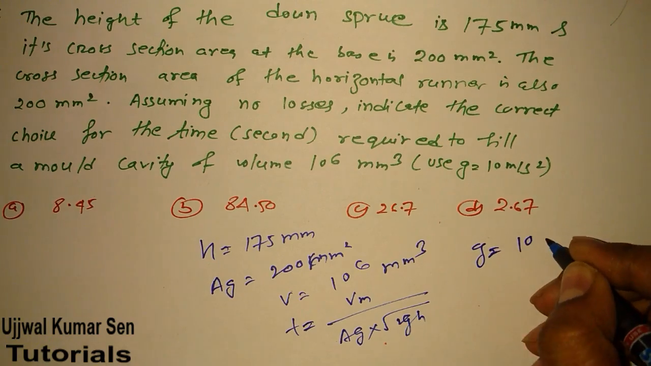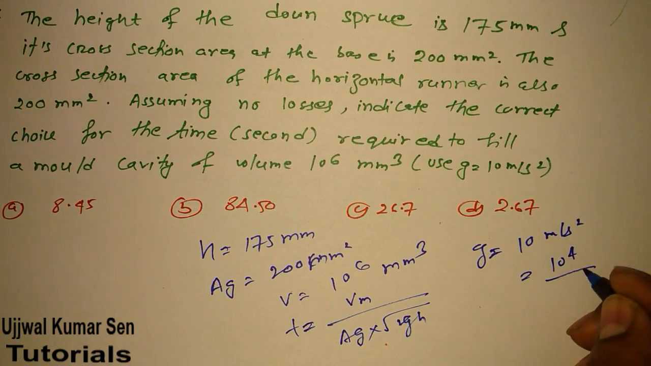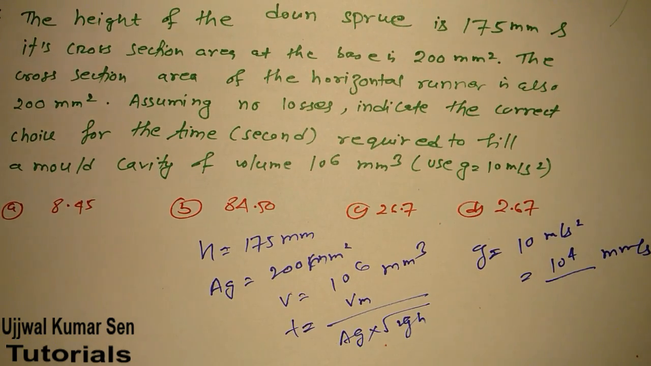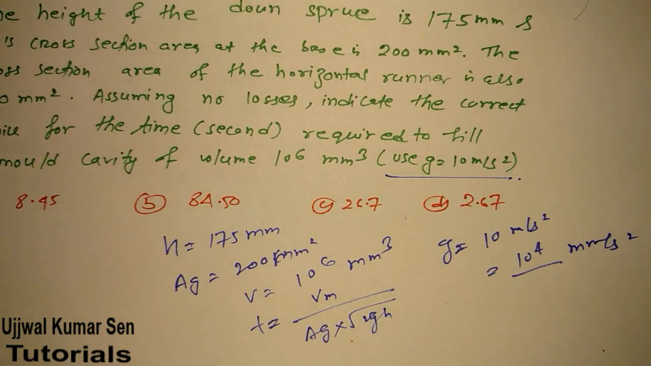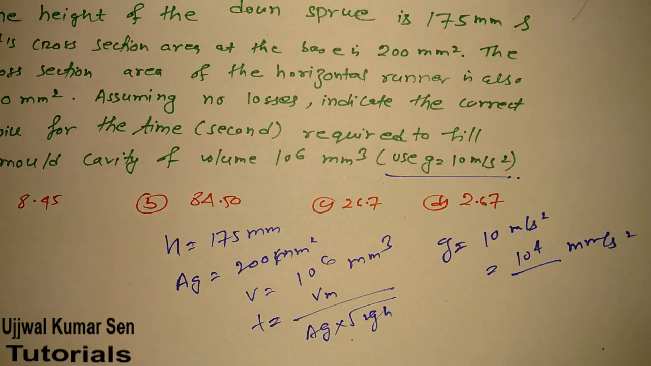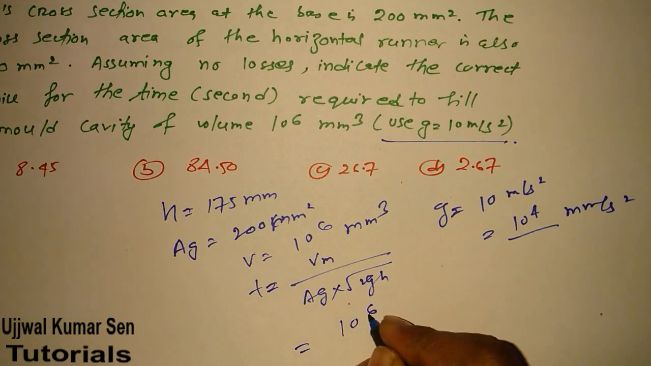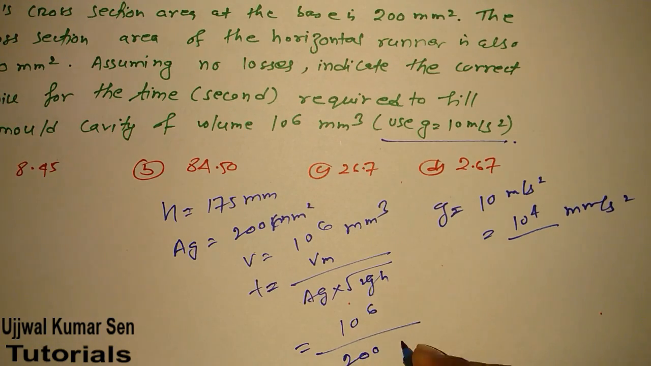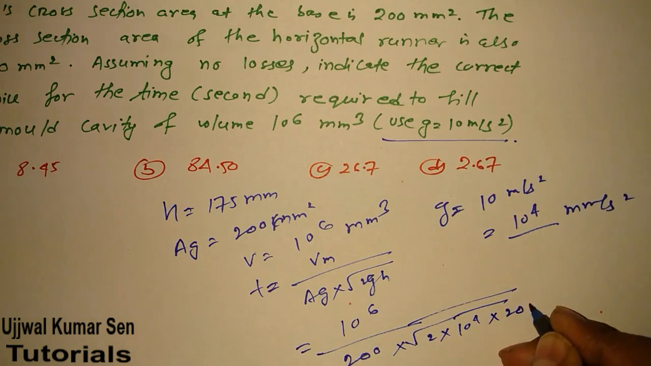So what is the formula for T? T = Vm / (Az root under 2gh). Here again you are going to make a mistake, because g is equal to 10 meter per second square. So you have to convert it into mm, then 10 to the power 4 millimeter per second square. Don't forget to convert this unit, because they have already given this unit. That means they want you to be confused in this, and you will make a wrong answer. So you have to be careful.